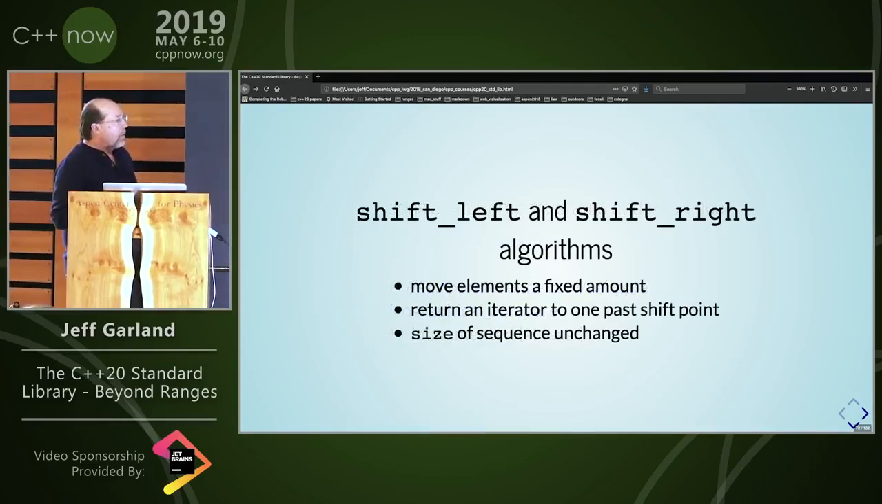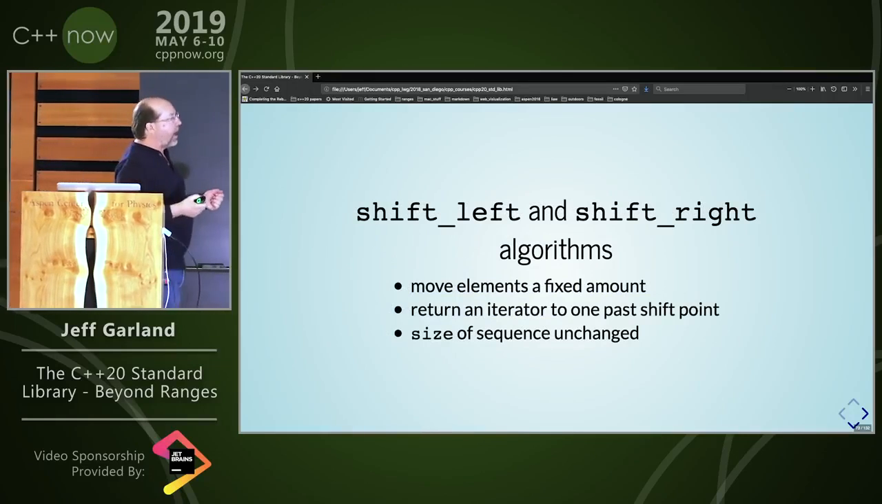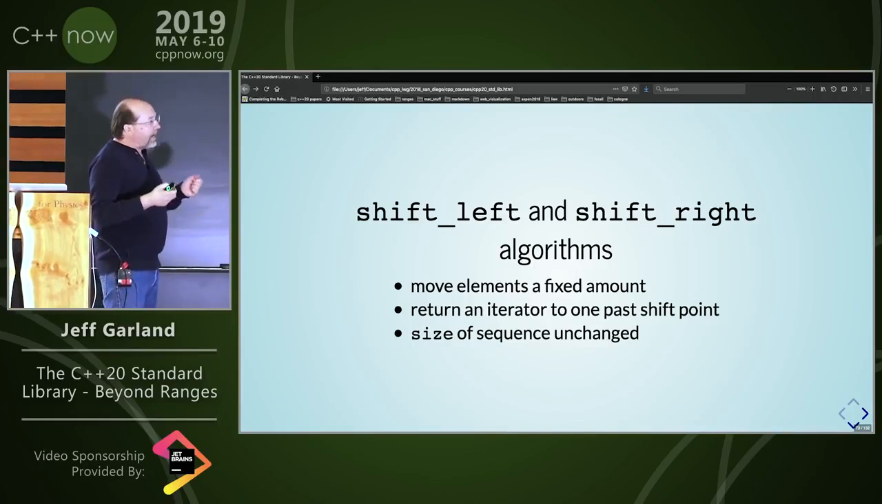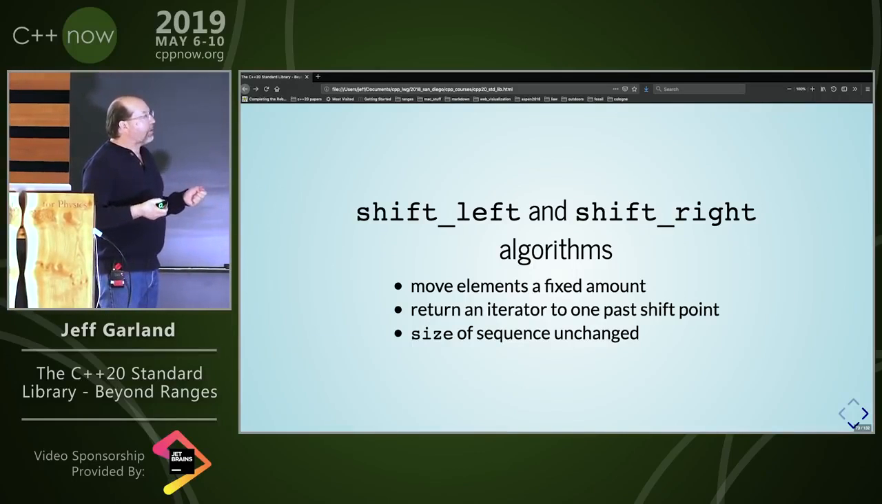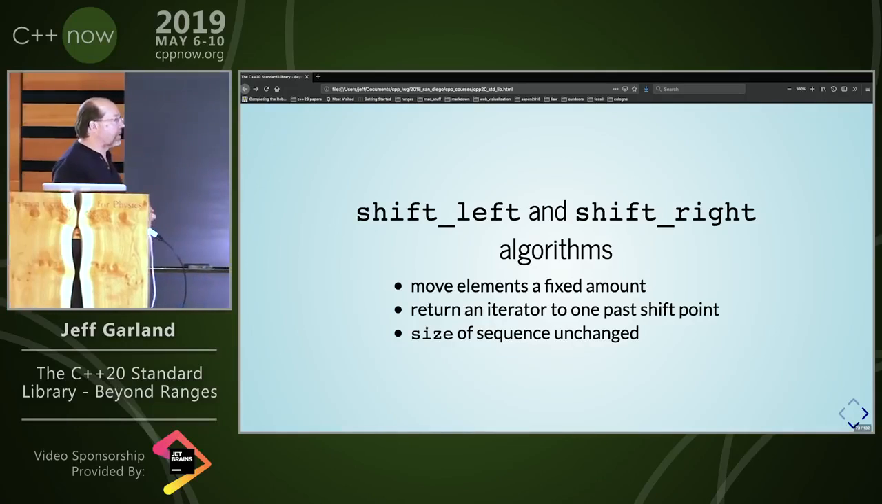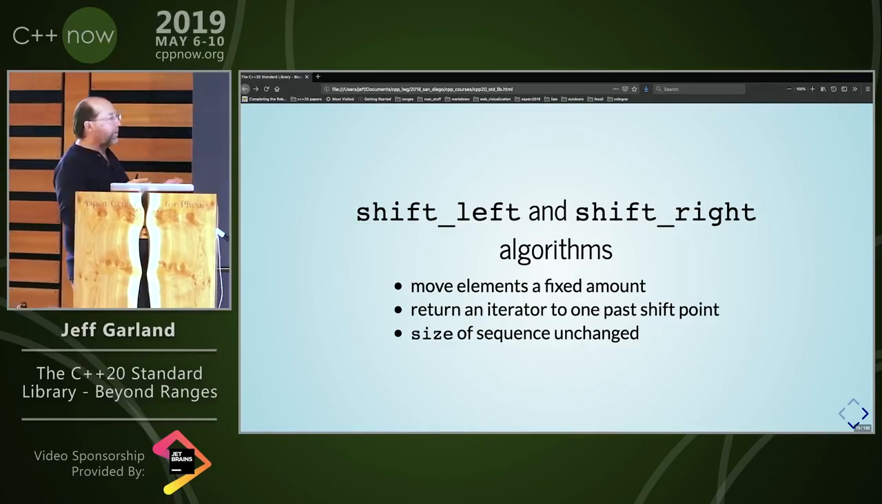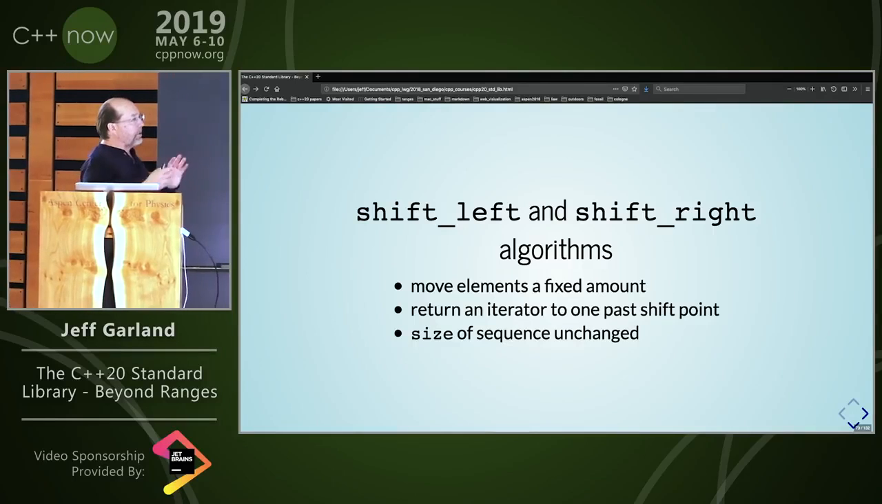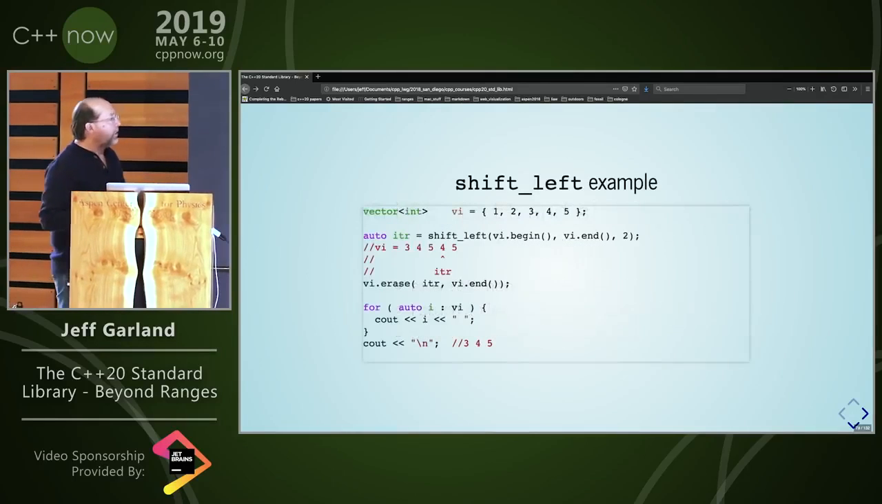Okay, a couple more quick ones. Shift left and shift right. These are standard algorithms. So these aren't range algorithms, but there will be range versions of them. They're standard algorithms that just got added. They just move the number of elements left or right in the sequence, and they return an iterator to the shift point. I'll show you that in a second.